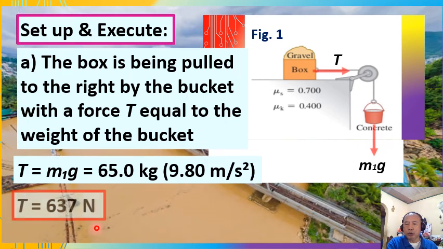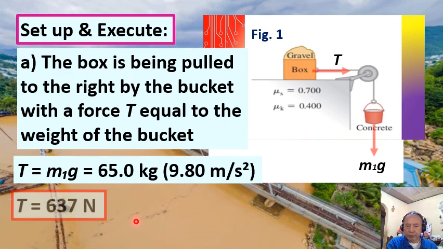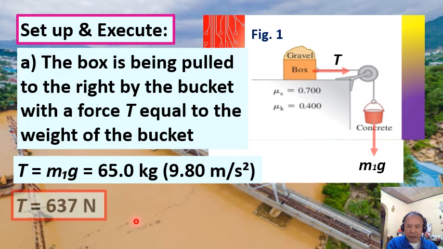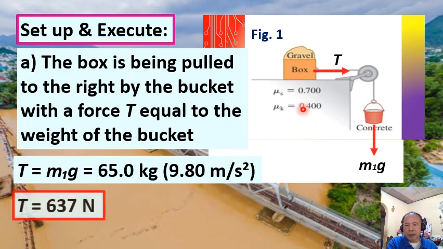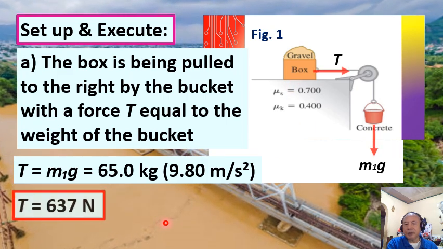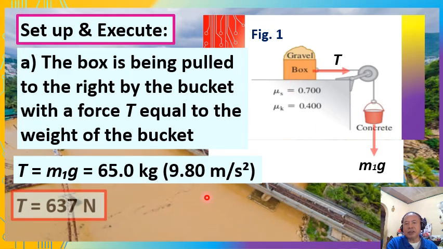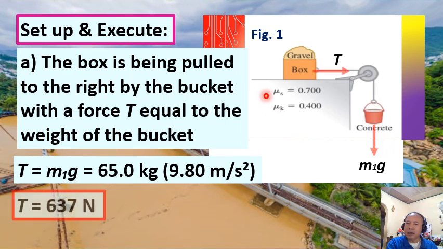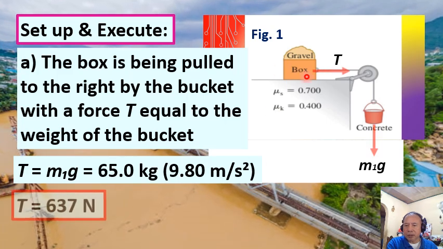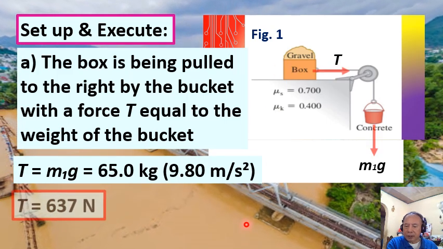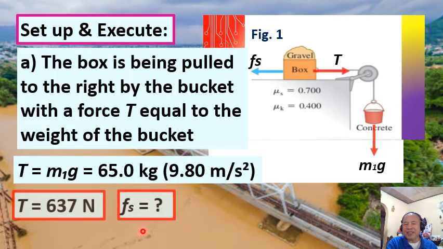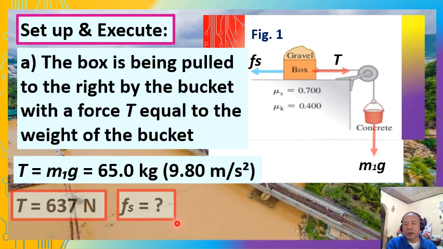The tension, capital T, has a magnitude of 637 newtons, right? And since the box is at rest, therefore, we say that there is a static friction that counteracts the tension force T. And this static friction, denoted by F sub S, is our first target variable.